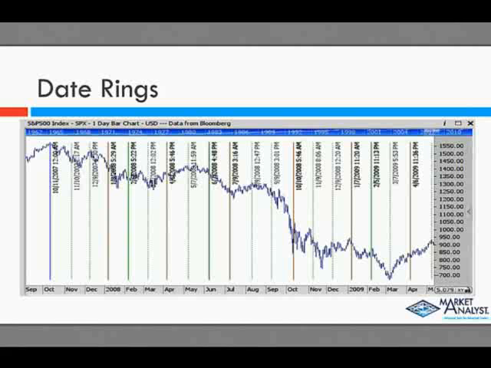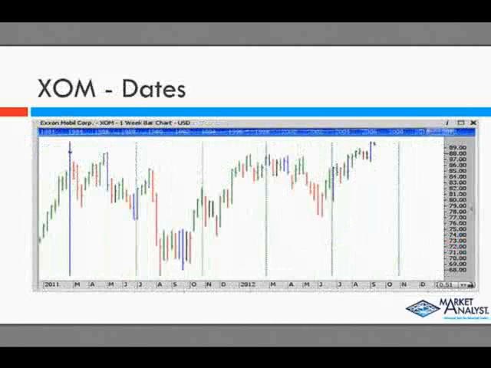Another example, ExxonMobil, just running around the dates there. Again, these are just 120 degrees from the high in February 2011. And again, it's just another example of seeing how these correlate with changes in the market.